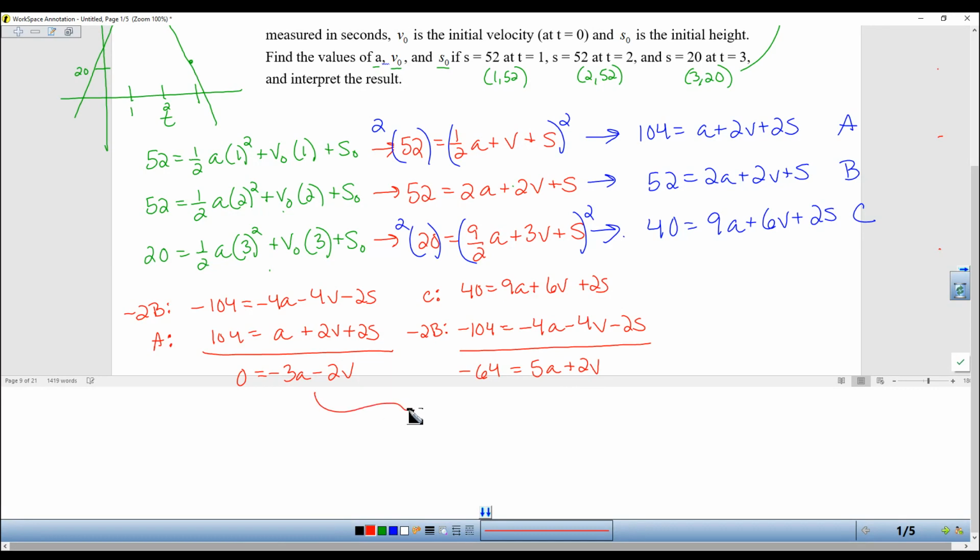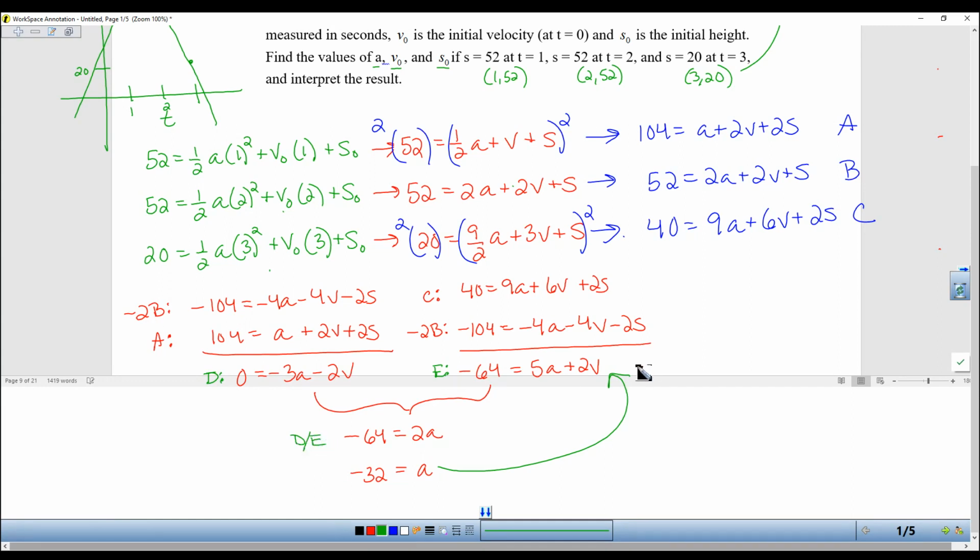That worked out nice. I don't have to change either one of them. I can just add them together, and I get -64 is equal to 2a, and my v's cancel. So a is equal to -32. Once you get your first one, you can substitute that back into either of these equations. Let's just call them D and E. And then this is my DE combined statement here.